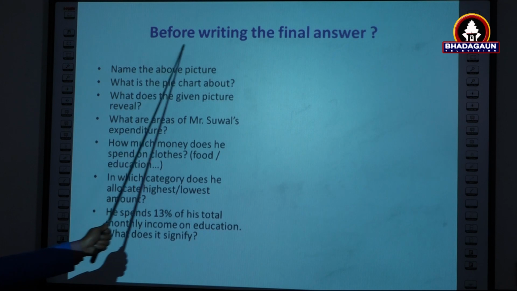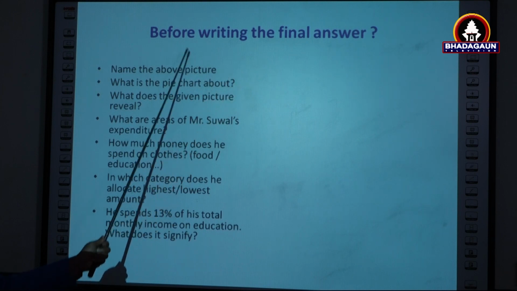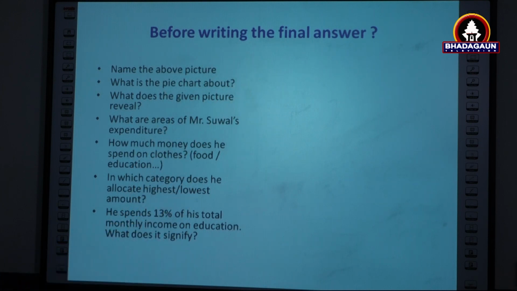So before writing the final answer, the first duty we have already done. That is, we have identified the title of the picture. The picture is a pie chart, right? That was a pie chart. We have identified the para-orthographic text, and the first thing is we have already identified the title. The title was, what was the title?